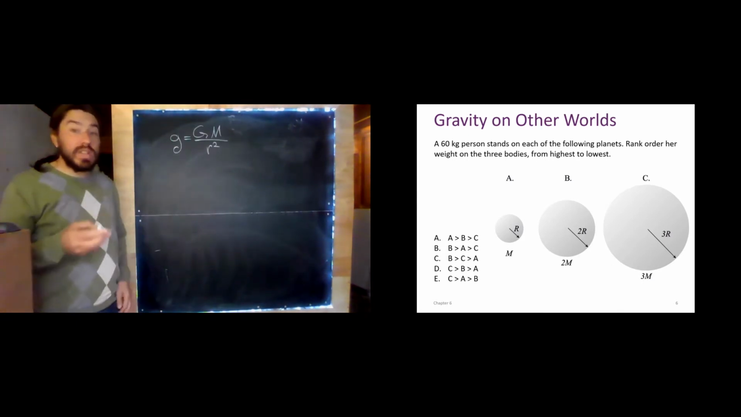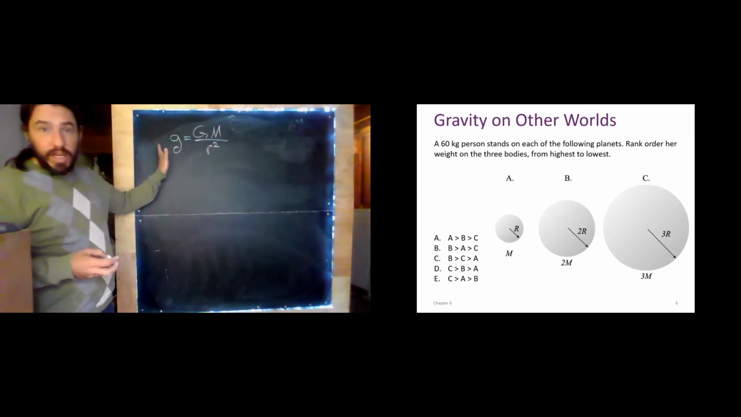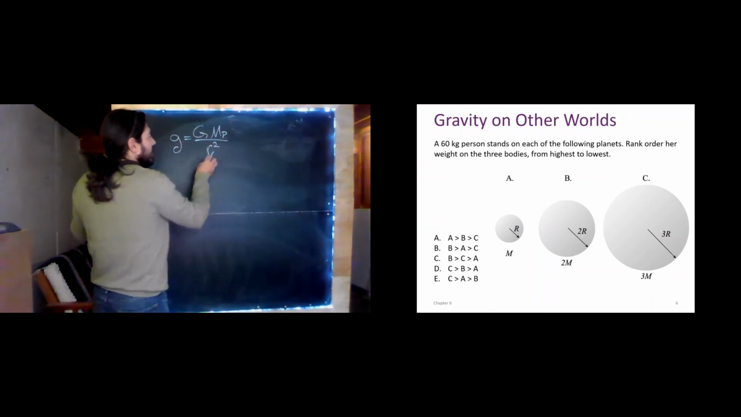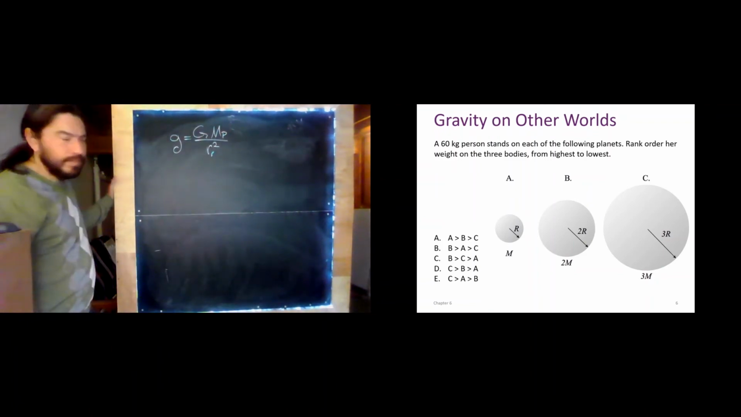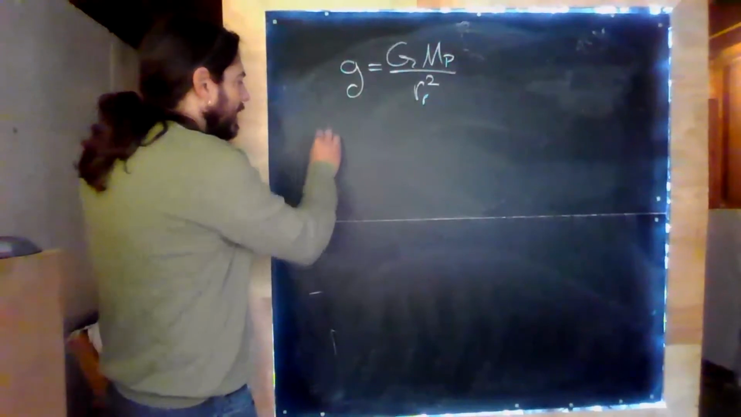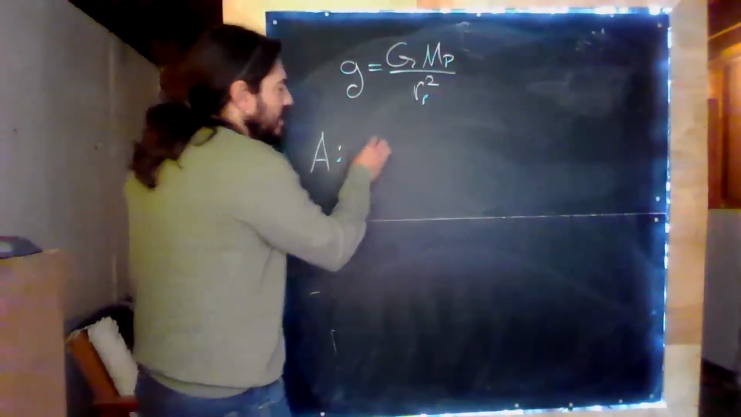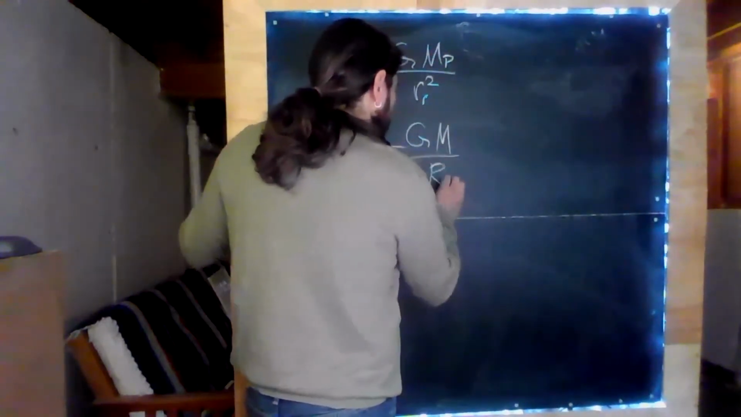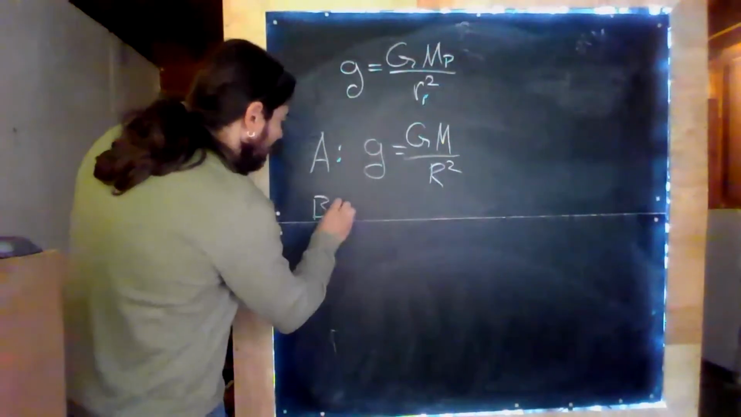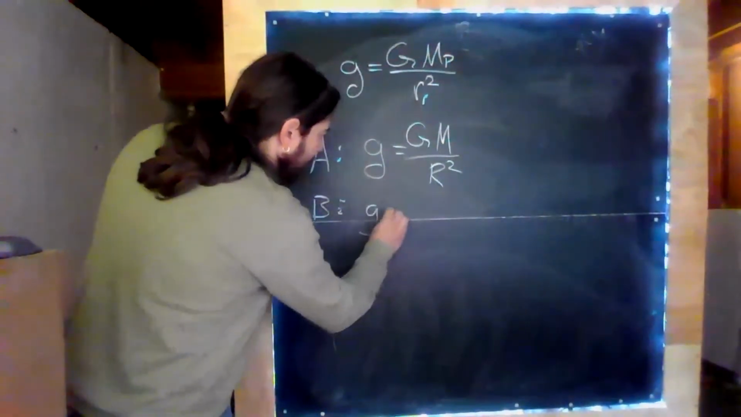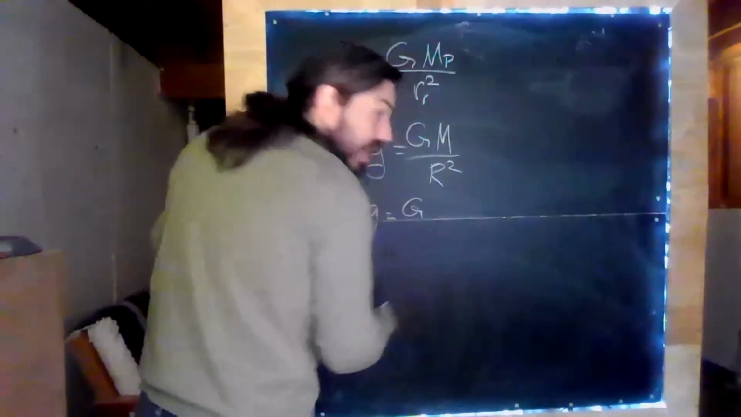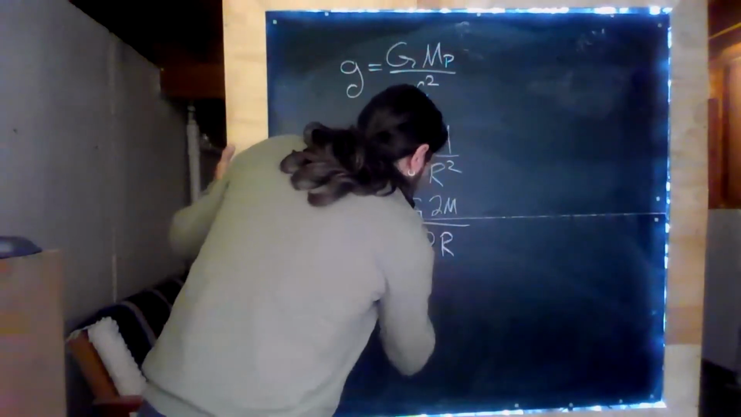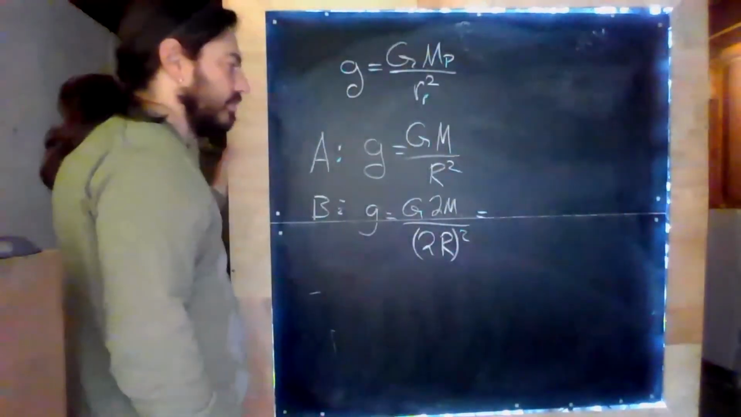Okay, so we're going to be using this equation right here. Little g is big G times the mass of my planet divided by the radius of my planet squared. Okay, so that means that for planet A, we'll start with planet A, little g equals big G m over r squared. Okay. For planet B, we have g equals big G times 2m over (2r) squared.